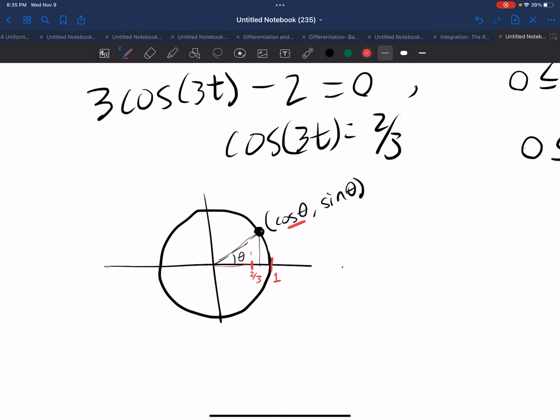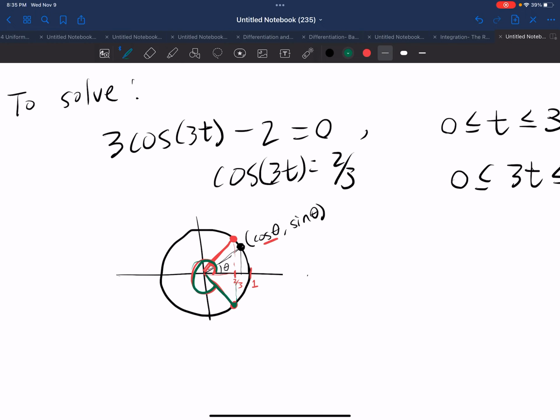So I have whatever this angle is here. That could be 3t, or down here, that angle could also be 3t, because if I do it in green, cosine of this angle here is also going to be 2/3, because of the x value.